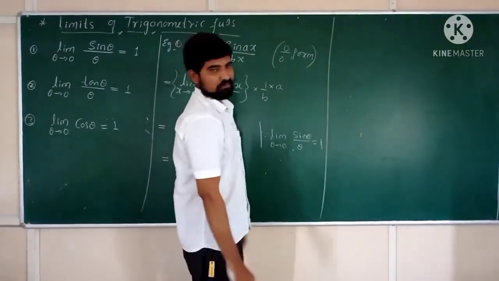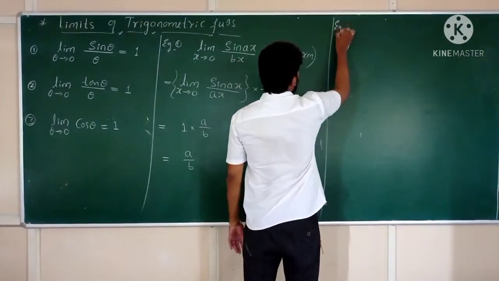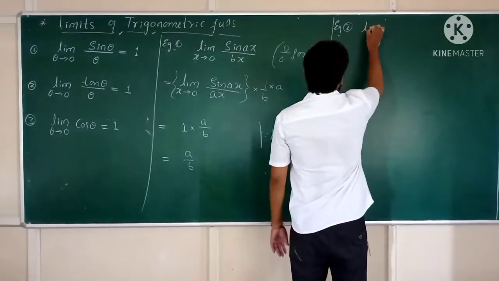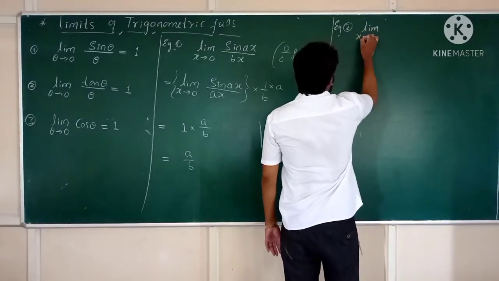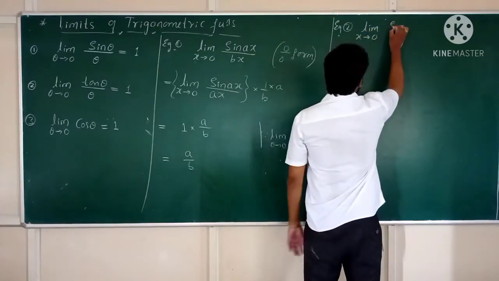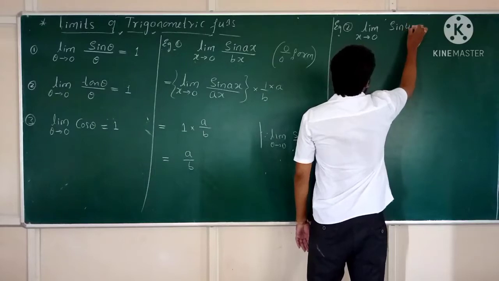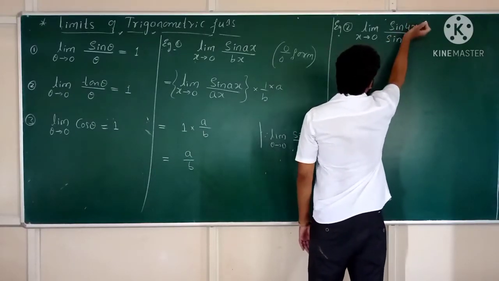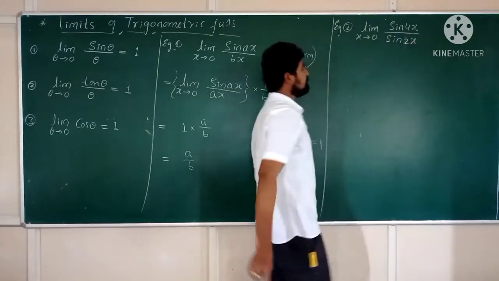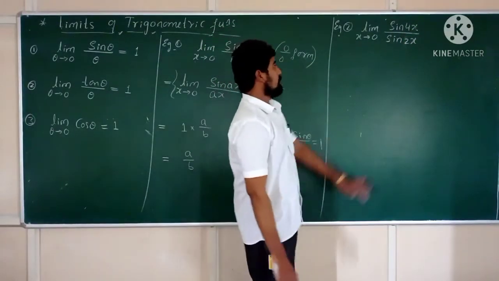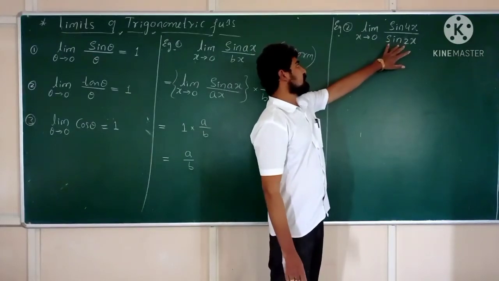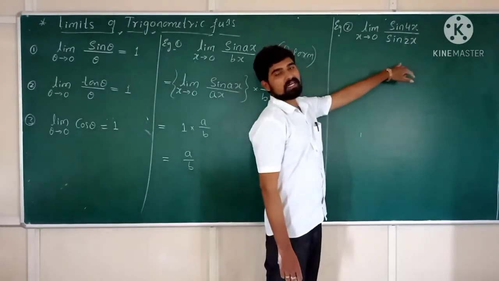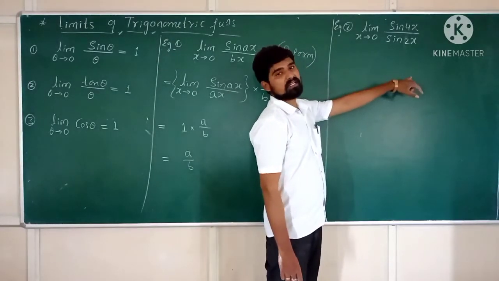Let us consider one more example. Evaluate limit x tends to 0, sin 4x divided by sin 2x. To find the limit value of this function at x equal to 0, first we need to check whether it takes 0 by 0 or infinite by infinite or any indeterminate form.